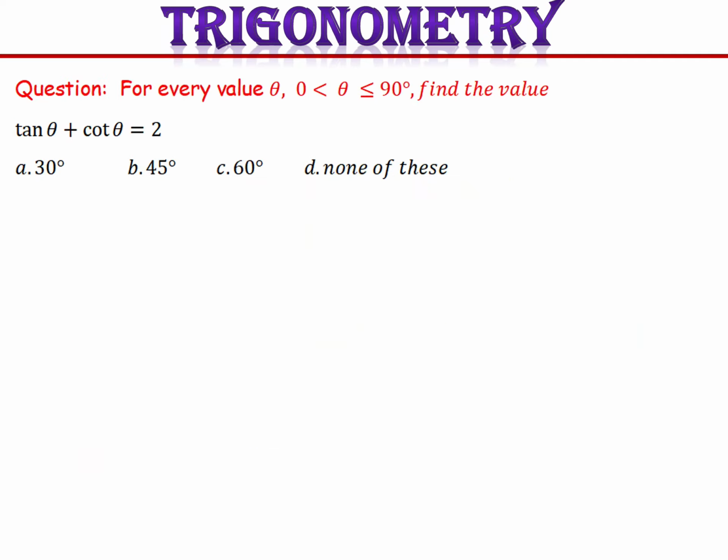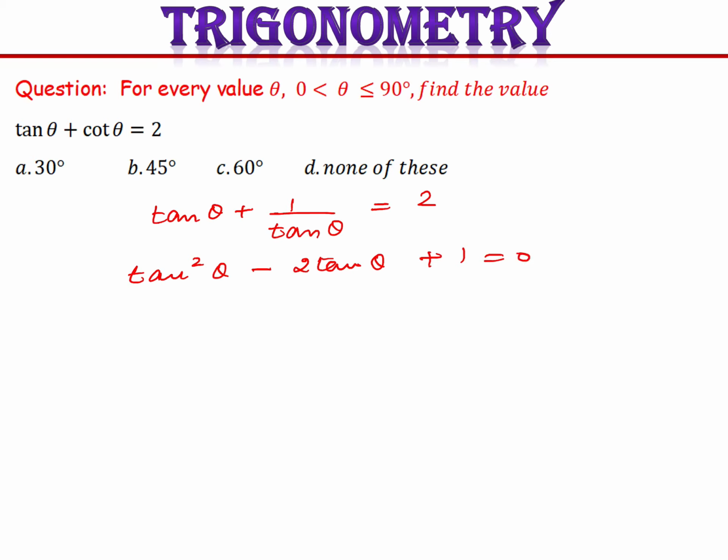So next question. For every value of theta lying between 0 and 90 degree, both included, you have to find the value of theta such that tan theta plus cot theta is equal to 2. Now see, cot theta can be written as 1 upon tan theta. I'm going to make a quadratic here. So tan square theta minus 2 tan theta plus 1 equal to 0.